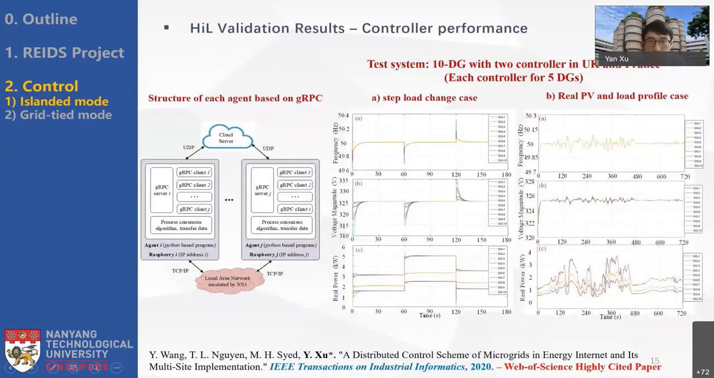Okay, so this is some testing results, simulation results. As you can see, we have 10 distributed generators, each controller for 5 DGs, respectively deployed in UK and France. Through this cloud communication, we are controlling the microgrid deployed in Singapore. We consider different types of load change, including the step load change and the real power fluctuation change. You can see that the developed distributed controller can well manage the frequency and the voltage.